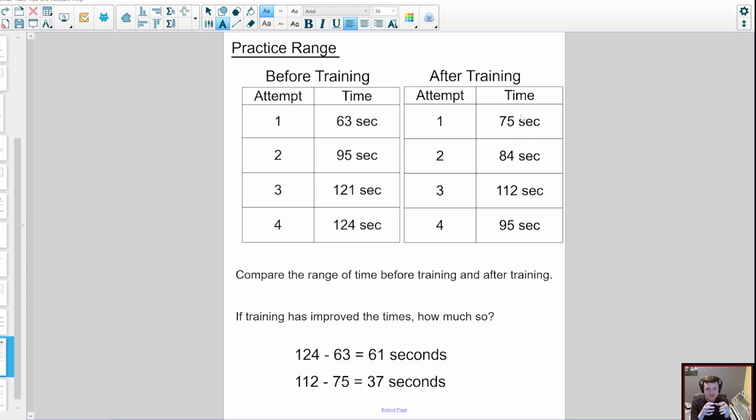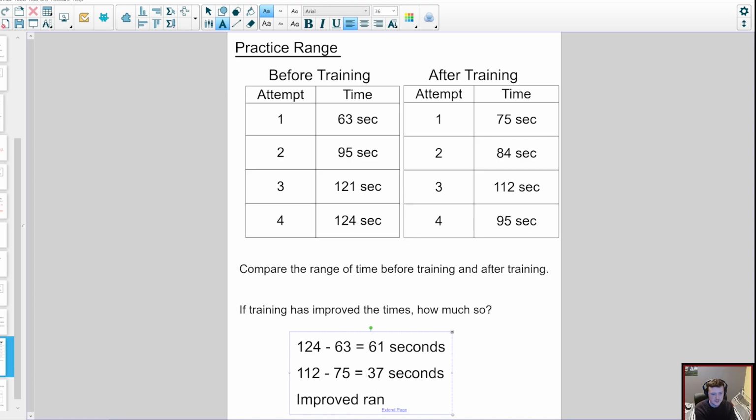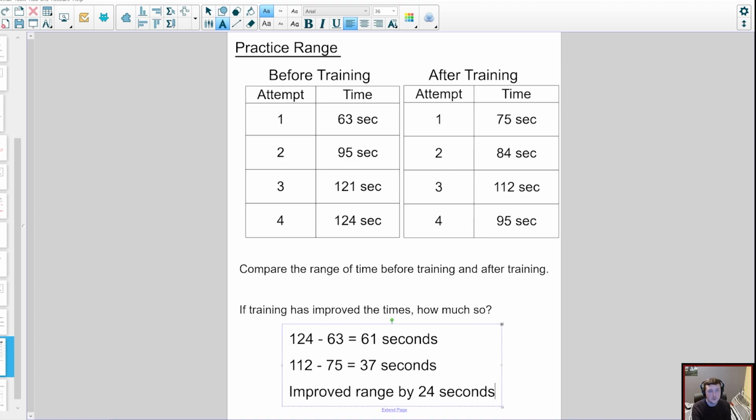They are more consistent. And we could say, if training has improved the time, how much so? We would work out the difference between these. Improved range by 24 seconds. Our range is 24 seconds smaller than it was before. And so that's what we could say about that.